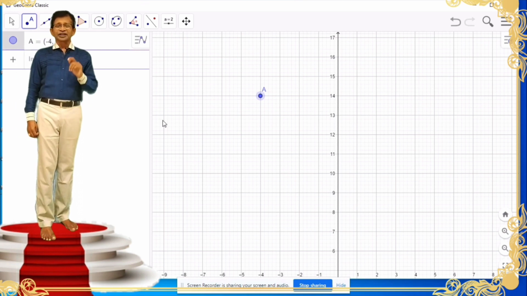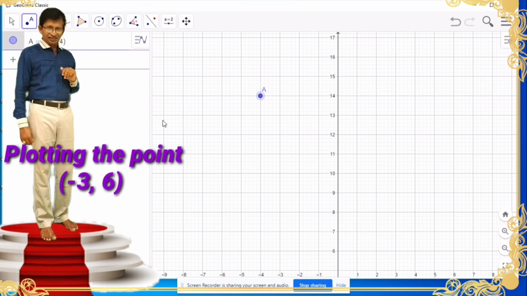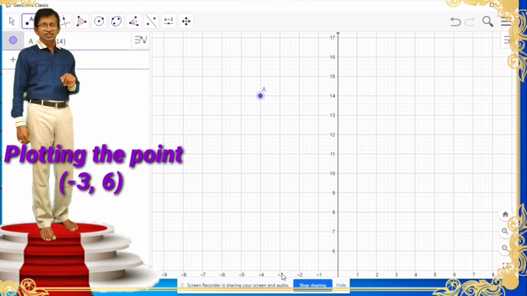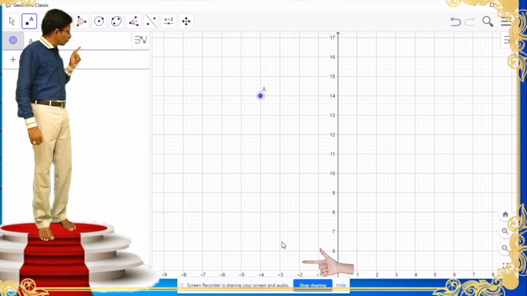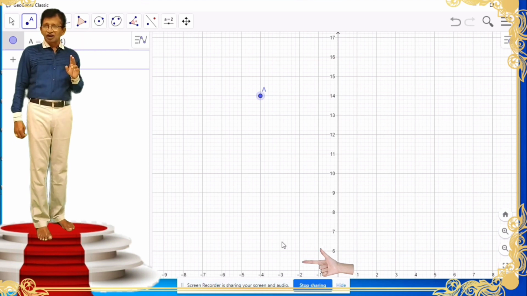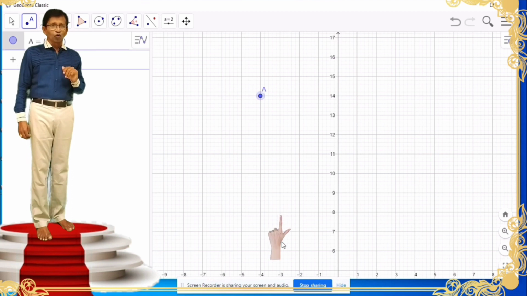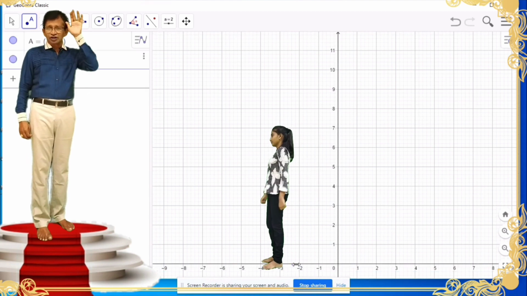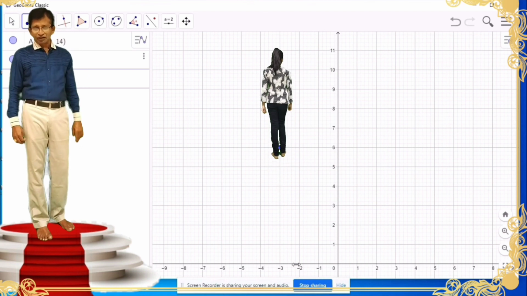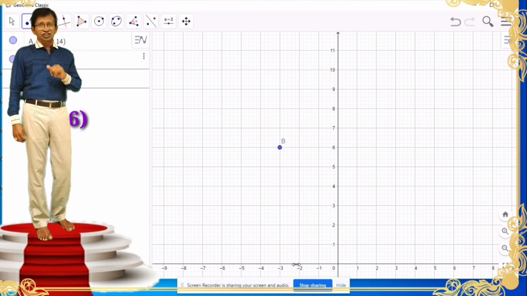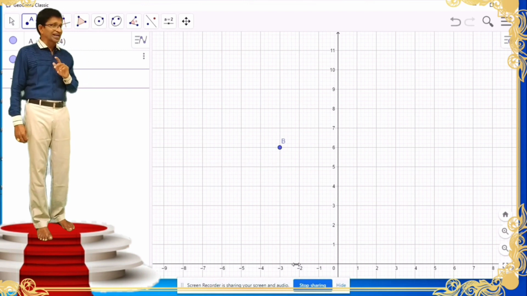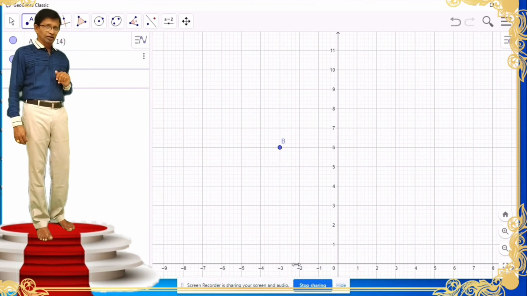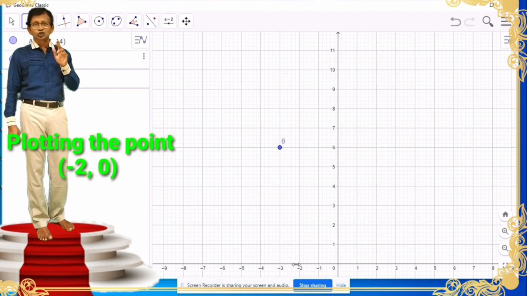Secondly, plotting the point minus 3, 6. Start from the origin and move 3 units horizontally towards left and turn 90 degrees to the right and move 6 units upwards vertically. The point at this position is minus 3, 6. Mark it as B.